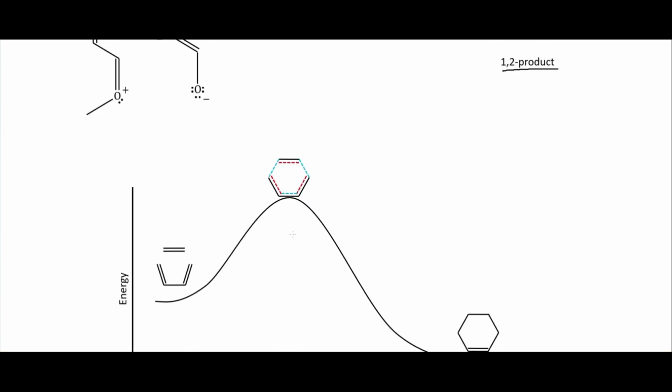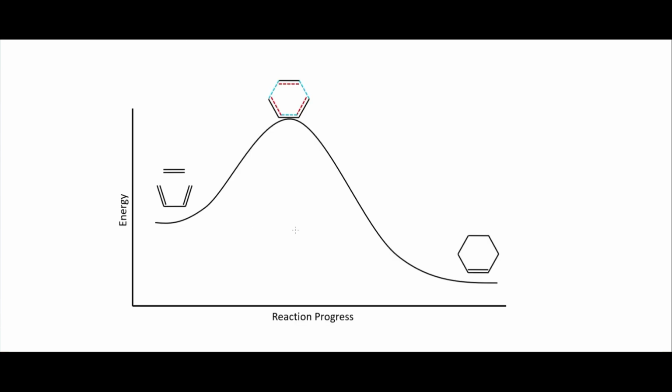And this is just our reaction energy diagram right here. So we see we have our reactants on the left, that's our diene right here, and our dienophile right there.